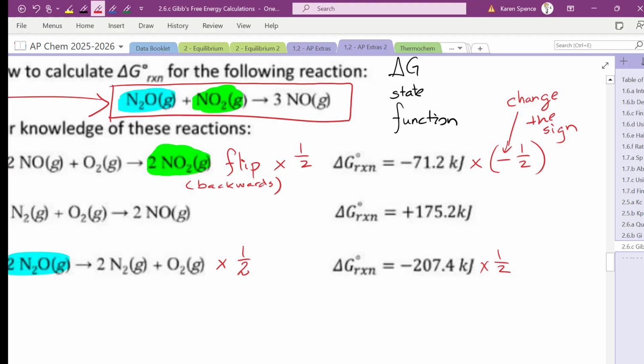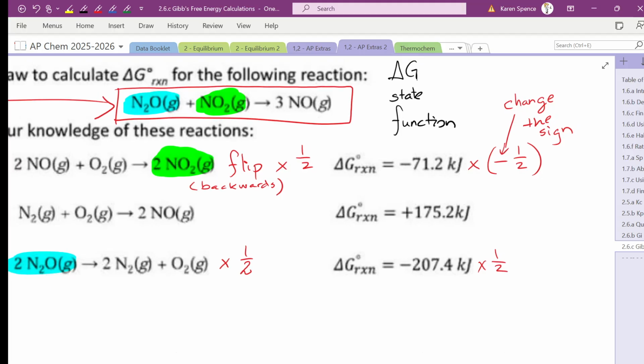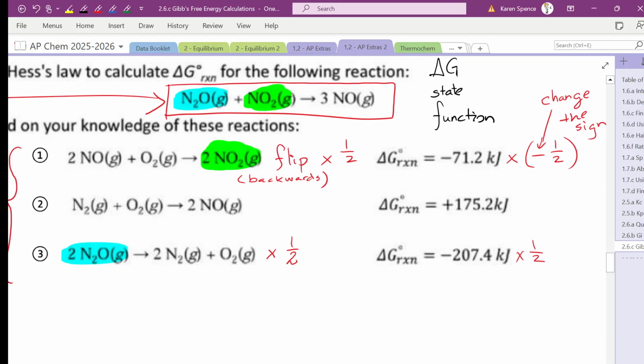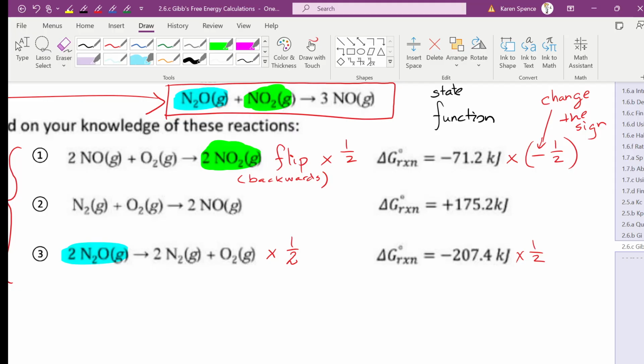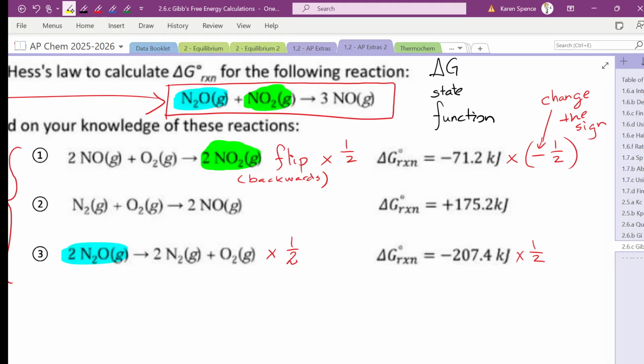Now, where do we see NO in these equations? We see it in the second one. And we also see it in the first one. So we got some NO here and we've got some NO here. So my first instinct would just be to say, I'm going to add up. I'm going to put numbers 1 and 3 down. This is not actually a mechanism, so it doesn't matter what order I do things in.